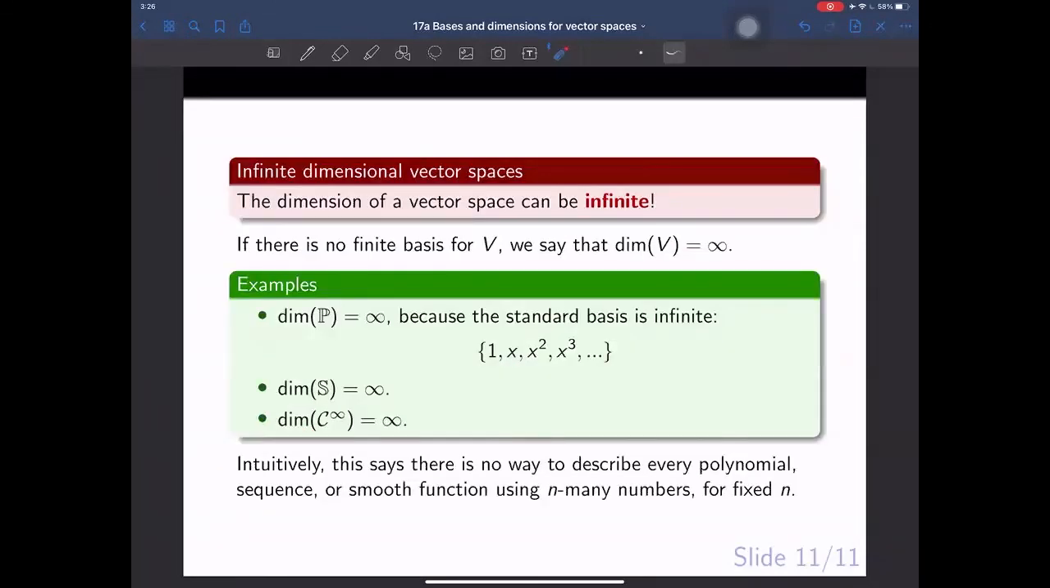The dimension of a vector space can be infinite. If there is no finite basis for a vector space, we say that the dimension of that vector space is infinite. For example, we saw that the standard basis for the vector space of all polynomials has infinitely many elements, all of the powers of x. So P has infinite dimension. The vector spaces of sequences and smooth functions also do not have a finite basis, so they're both infinite dimensional. Intuitively, this says that there is no way to describe an arbitrary element using just a fixed number of numbers.